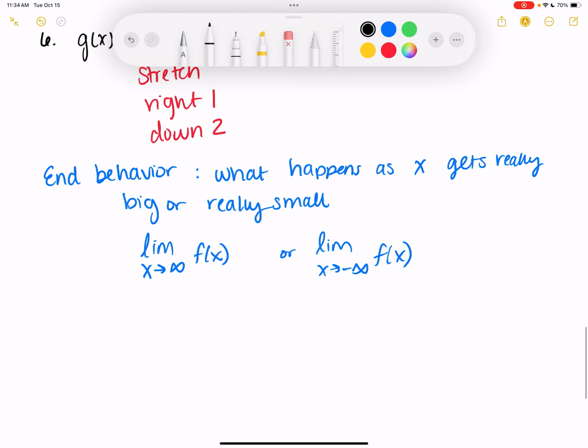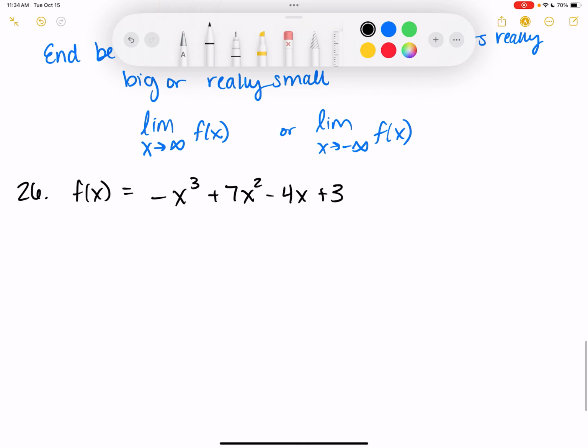So 26, f of x equals negative x cubed plus 7x squared minus 4x plus 3. Something else to note about these problems is you need to make sure that they've written them in standard form. Sometimes they will try to trick you and write them in a different form to get you to pay attention to the first term. I don't care about the first term, I care about the highest powered term. So what is my highest powered term in this one? Yep, negative x cubed. So all I care about is this negative x cubed.